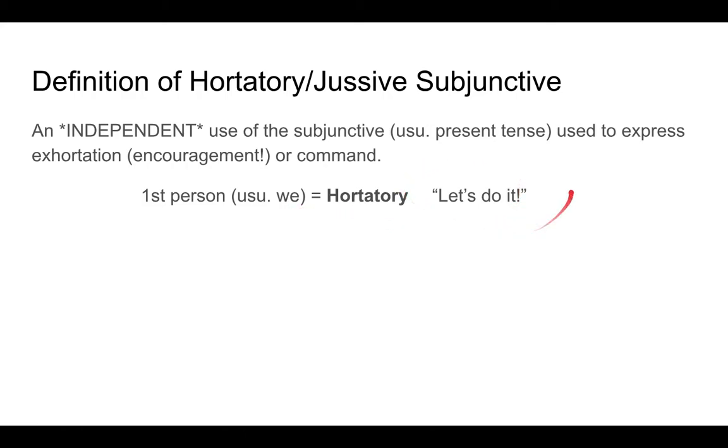The hortatory subjunctive is actually used for the first person, usually we. Here's an example of how it's going to look in English. Let's do it. Like, let us do it. And that let is going to be important here. The jussive subjunctive is really used with the third person. So you want to think hortatory, first person; jussive, third person. Here's an example of the third person. Let them win, but in an encouraging way. Let them do it. Woo!